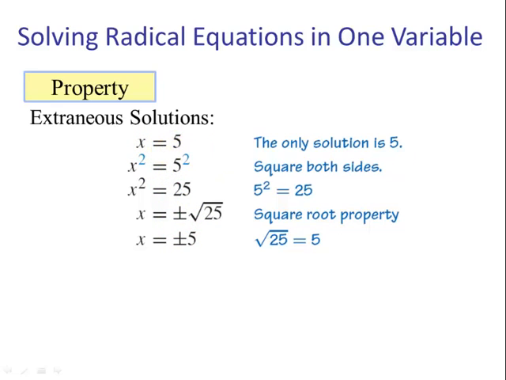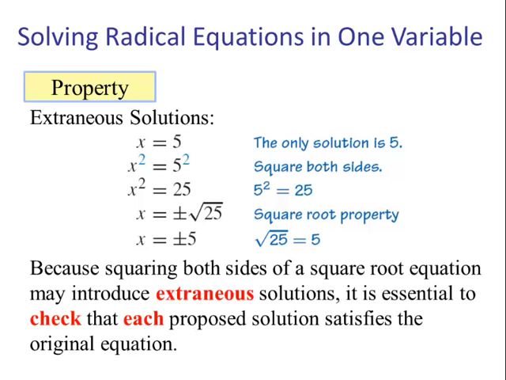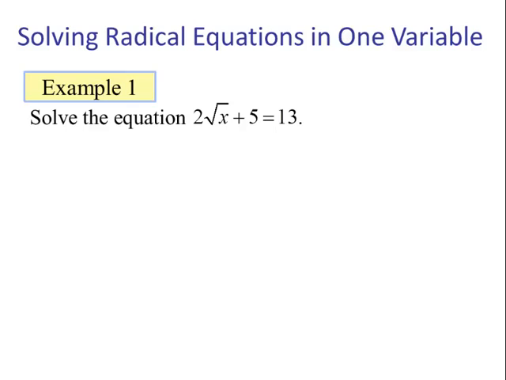This is an example of an extraneous solution, because squaring both sides of a square root equation may introduce extraneous solutions. It is essential to check that each proposed solution satisfies the original equation. Let's do an example. Example 1. Solve the equation 2 times the square root of x plus 5 equals 13.